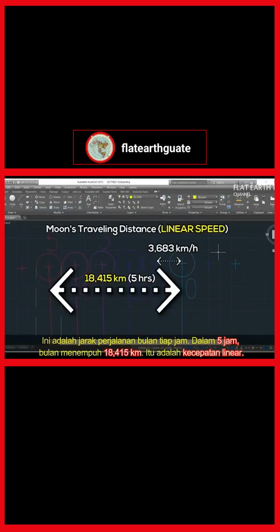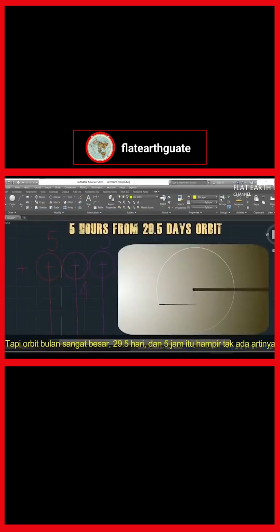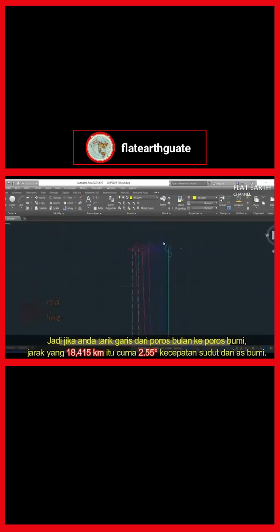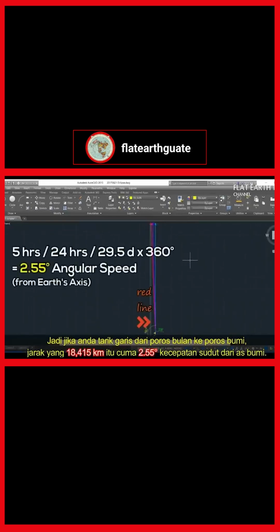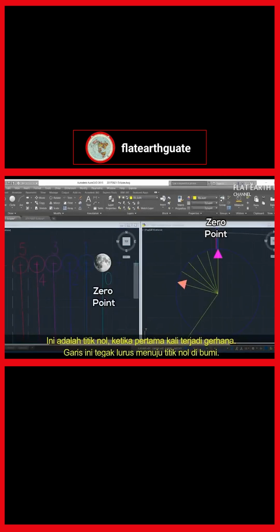That's the linear speed. But the orbit is so big, 29.5 days, and 5 hours means almost nothing. So if you draw a line from the Moon's axis to the Earth's axis, this 18,415 kilometers is only 2.55 degrees angular speed on Earth. It's hard to see at this true scale. Let's split it into 2 screens, the Moon on your left side, the Earth on your right side. This is the 0 point when the first partial eclipse happened. The line goes to the 0 point on Earth. In 5 hours, the Moon will be over there.